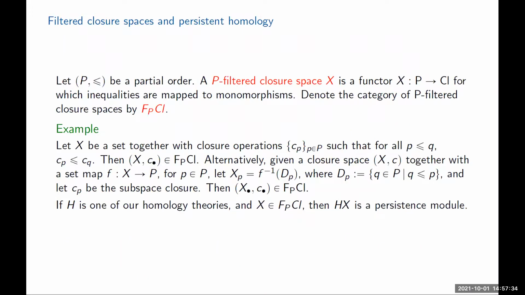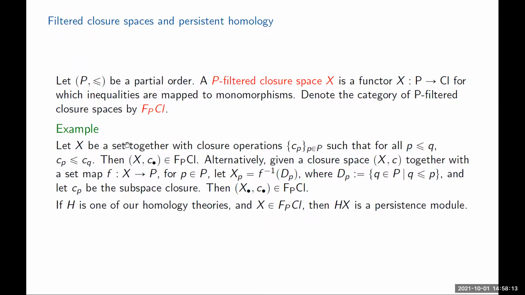Now I wanted to move to the topic of persistent homology. And for that, remember in the regular setting, for persistent homology, typically we have this increasing sequence of filtered topological spaces, so we can also define filtered closure spaces. It's just a functor from some partial order, when you think of it as a category, to closure spaces, but you want to send all the maps in the partial order to monomorphisms. So we have this category of filtered closure spaces, and some examples.